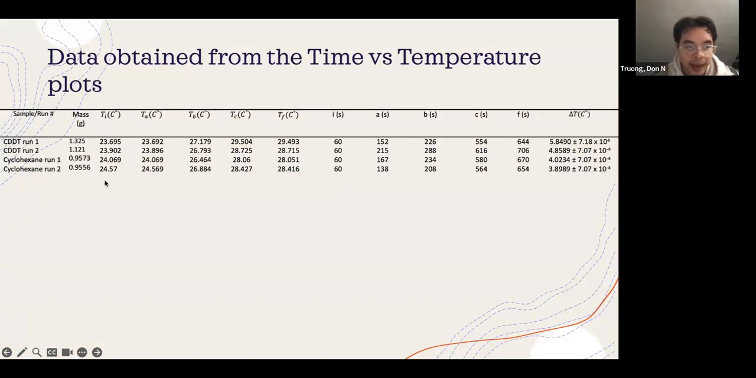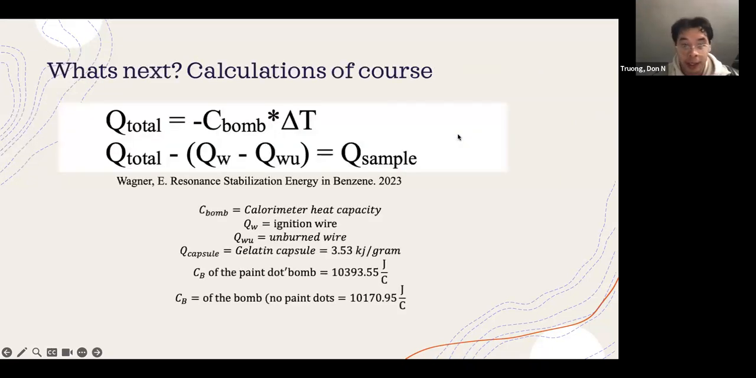This is the mass obtained experimentally, and these are the results. We can use that for the following calculation, which is the total heat. The first equation is just the general form. It looks at the calorimeter heat capacity of the bomb, and also the change in temperature. The second one is more of a correction factor. This requires the heat of the ignition wire, the heat of the unburned wire, and also the gelatin capsule.